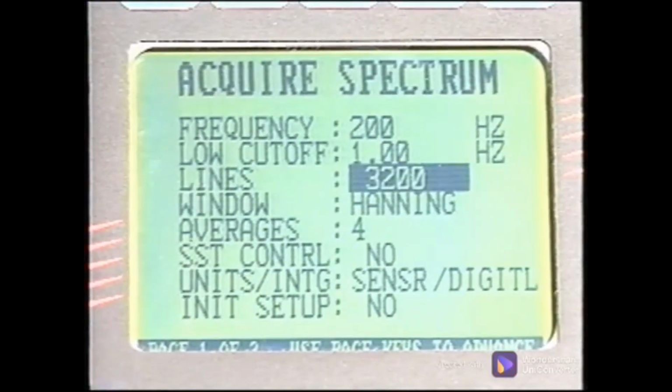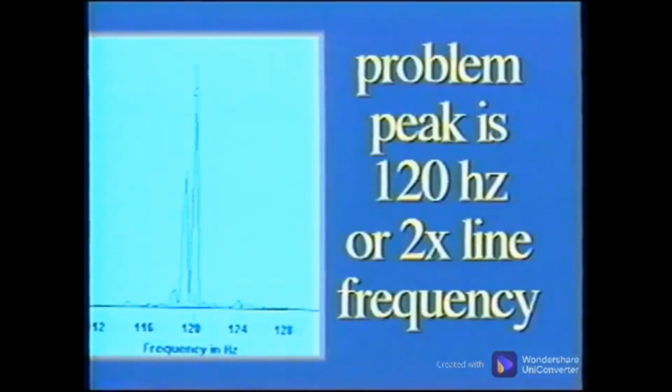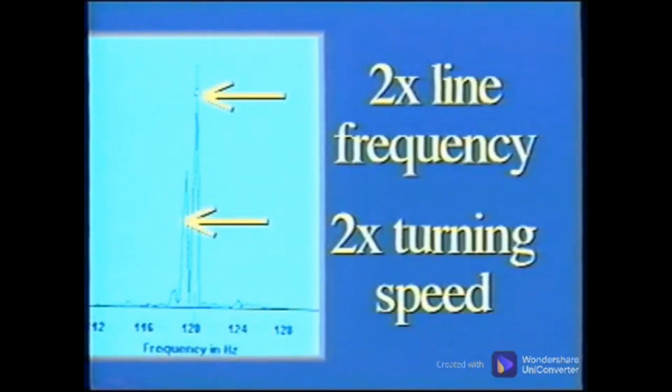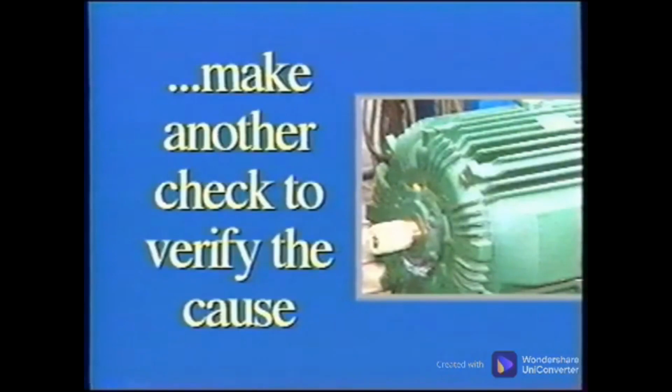The analyst collected a high-resolution spectrum and found that the running speed was 59.92 Hertz, and the problem peak was exactly 120 Hertz, or 2 times line frequency, not 2 times turning speed. Therefore, it is definitely an electrical problem in the motor. But before sending it to the shop, another check should be made to verify the cause.